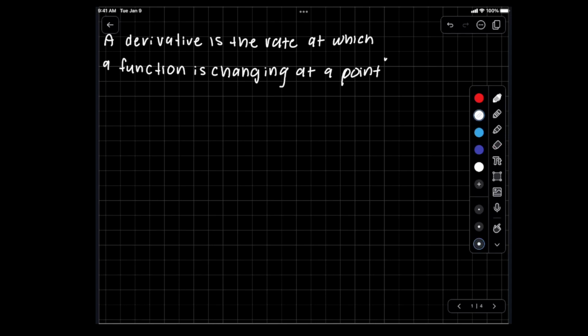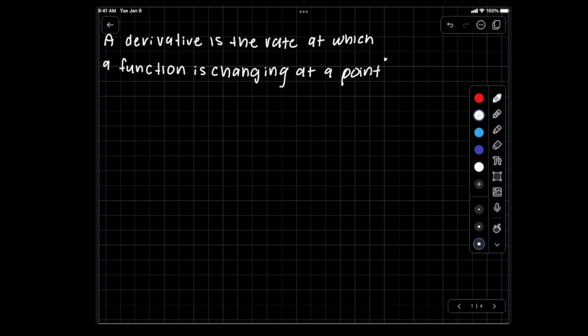Today we're going to be talking about derivatives and their use in Calculus 1. So, starting off this lesson, we're going to see what even is a derivative. A derivative is the rate of change at a specific spot in a function, at a point. So it gives us the slope of the tangent line to the curve of a function at a specific point. So what does this mean?